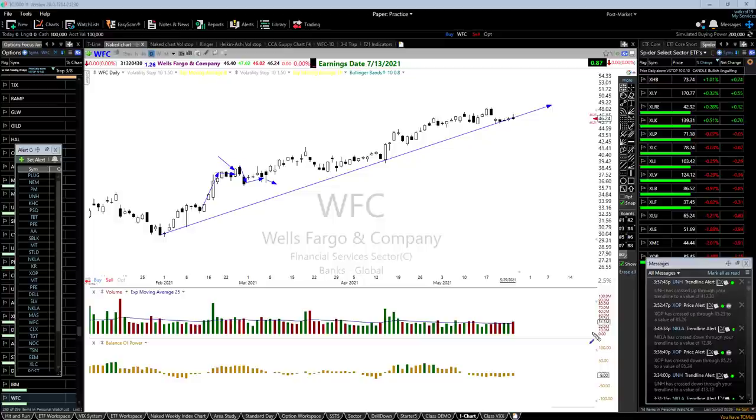The best trades in the market are stocks that are moving over toward trend and they have a price support level below. So the closer and closer this comes to trend, the better this trade becomes. The better opportunity, the easier it is to see and to respond to.